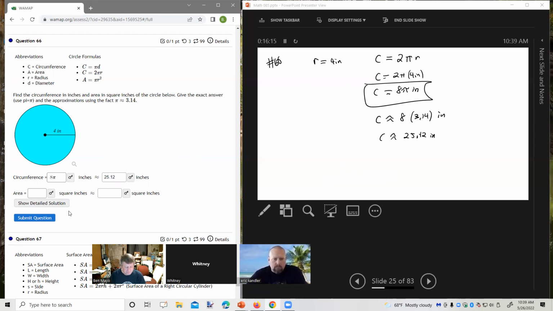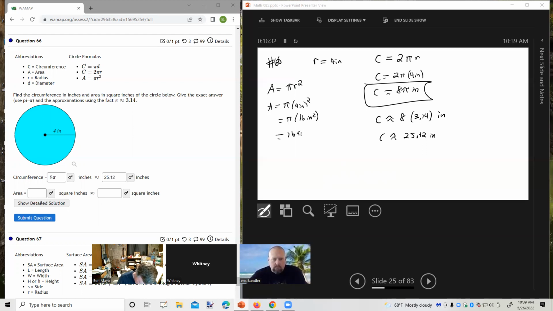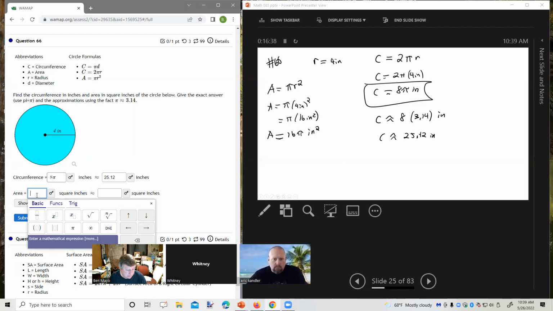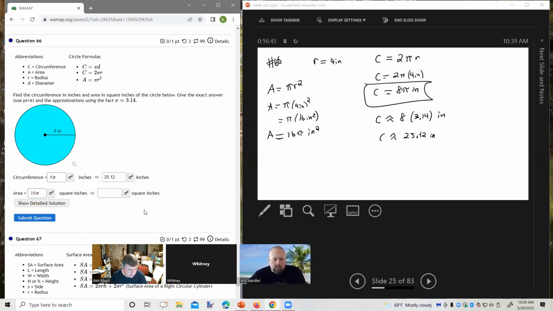Now, area. We've got pi r squared. So that would be pi times 4 inches squared, which is pi times 16 square inches, or 16 pi square inches. So there's the exact area, 16 pi, and the units are there, square inches.